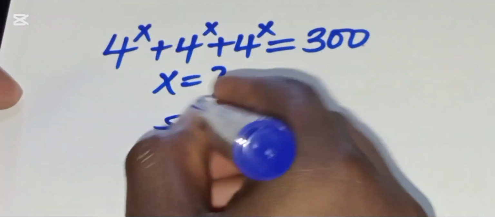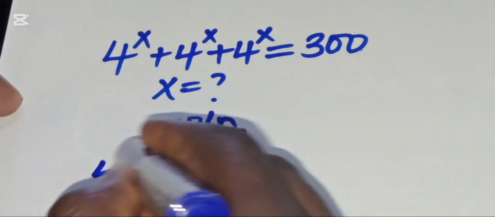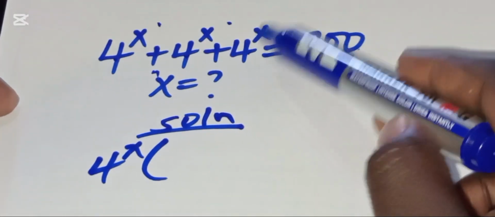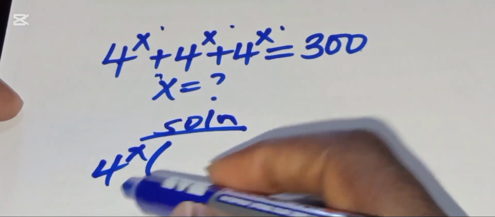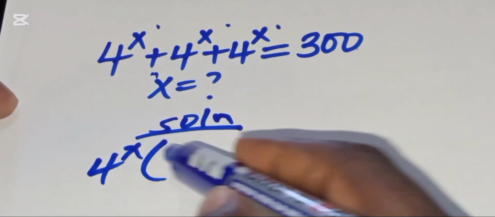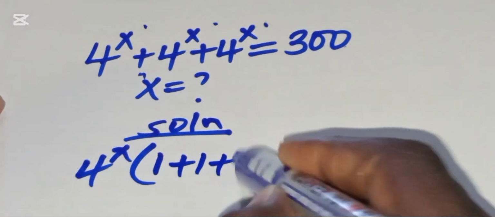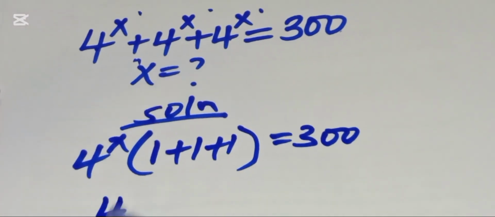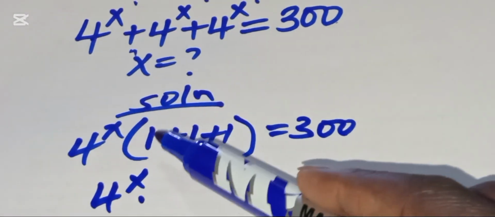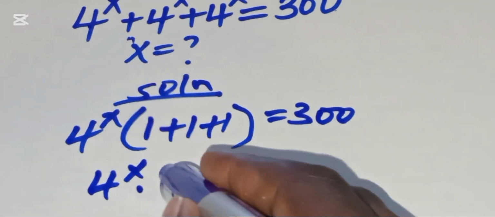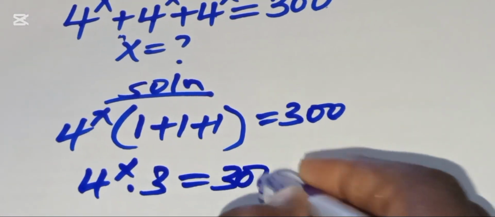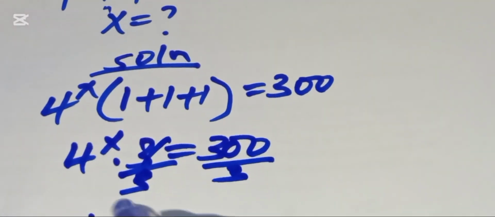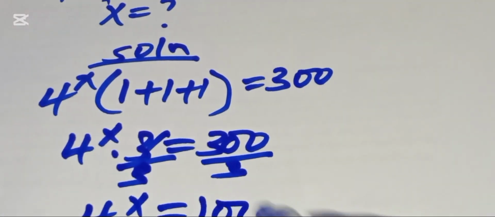Solution: from here, we have that 4 raised to power x is common. We have 4 raised to power x, 4 raised to power x, and 4 raised to power x. So we factor out 4 raised to power x, and we'll have 1 plus 1 plus 1, which is equal to 300. So we have 4 raised to power x multiplied by 3, which is equal to 300. Divide both sides by 3, so that we have 4 raised to power x equal to 100.